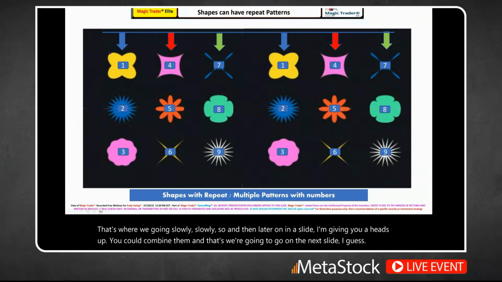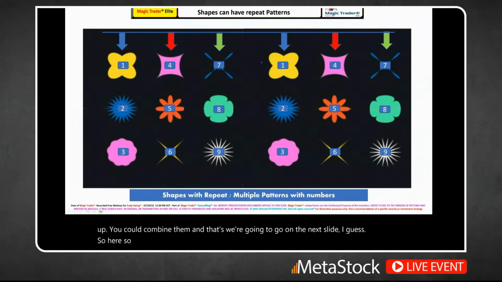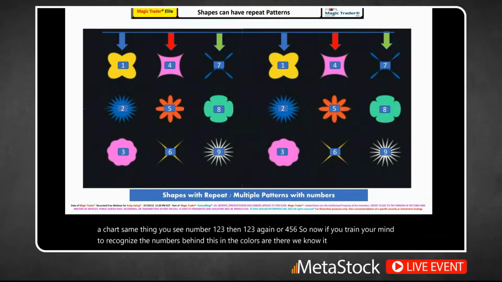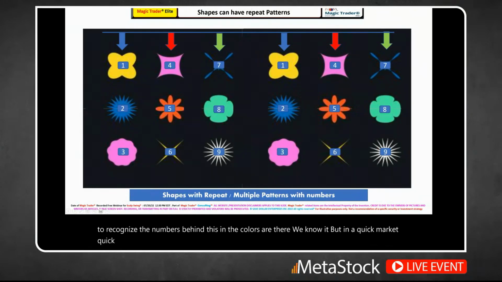So here, like 1, 2, 3. 1, 2, 3. Now it's called similar patterns or multiple repeat patterns. So you see on a chart, same thing. You see number 1, 2, 3, then 1, 2, 3 again, or 4, 5, 6. So now, if you train your mind to recognize the numbers behind the scene, the colors are there, we know it. But in a quick market, quick decision, the numbering can help you to make a quick decision so you get a better entry price. That's the idea.